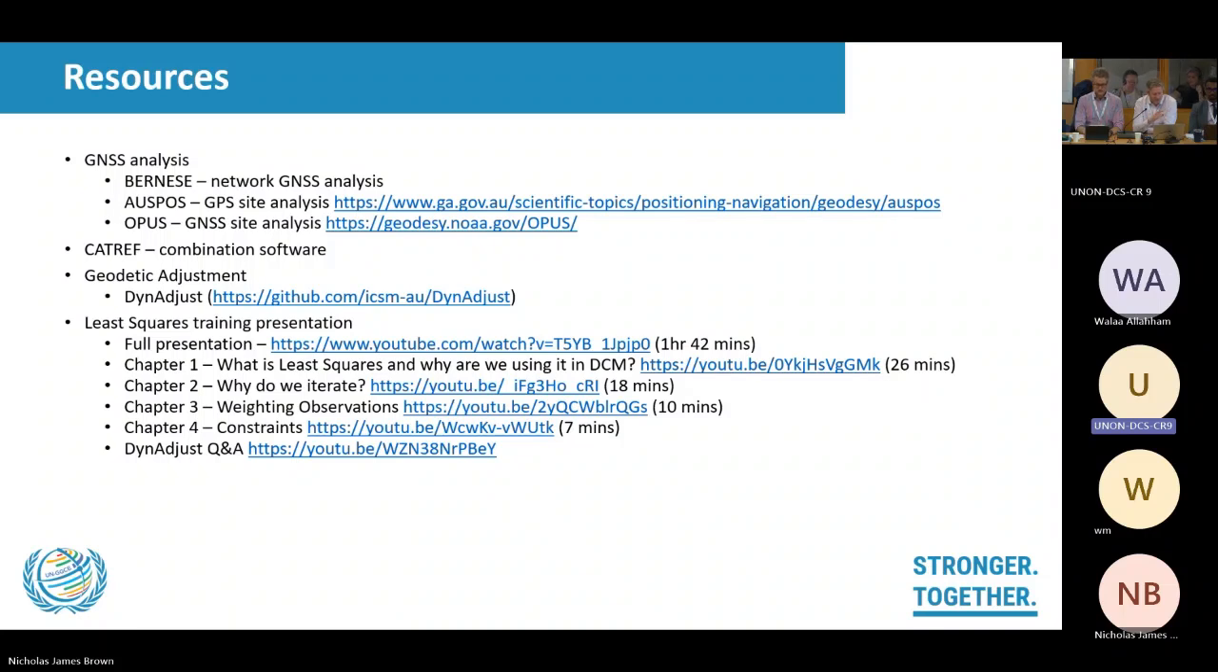And then I've broken down some of the chapters as well, like what is it? Why do we iterate our observations? How to weight the observations? That's where I'm talking about what kind of uncertainties you assign with your data, depending on its quality. That's called weighting. And then how do I constrain it? And you'll remember constraint, I was talking about, we constrain ourselves to ITRF. That's how you would be doing it, I think, for some of the national datums that you're working on. And then there's a question and answer session as well on YouTube, where we've looked at some of the common questions we get about working with DynAdjust and getting that set up.